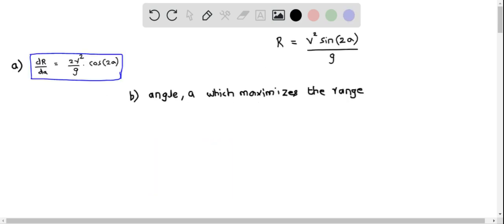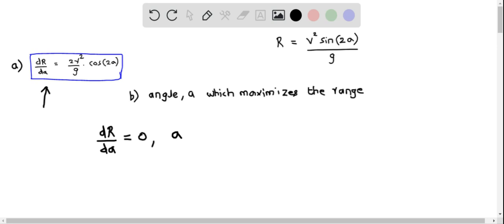Let's do part B. Here we have to determine the angle a which maximizes the range. For this, we are going to use the first derivative and the second derivative test so that we can find a point which maximizes the range. So we find the critical point of the function r. Since we already have the first derivative, we just set this equal to 0. That is dr by da equal to 0. And we should find the corresponding angle a which maximizes the range.